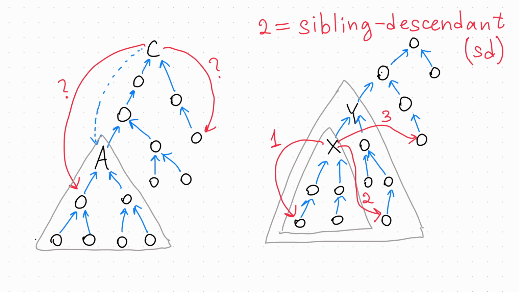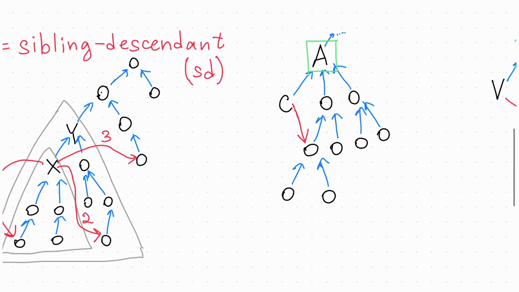This is number 2 on the picture, and we will call this situation that the edge from x goes to its sibling descendant, that is, literally the descendant of x's sibling. We are going to mark those edges with SD.